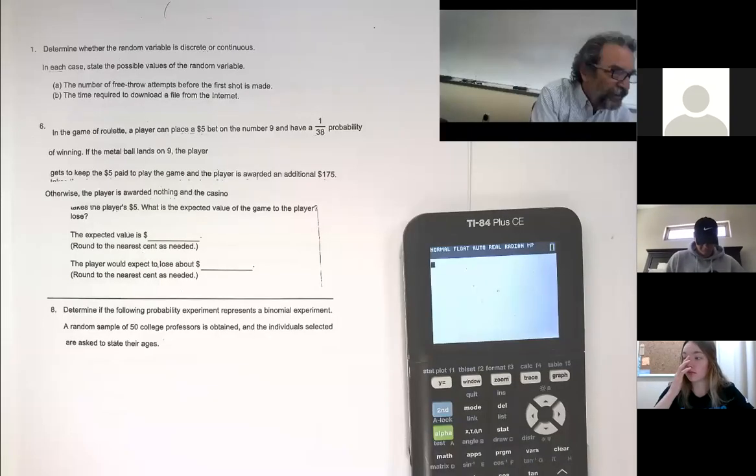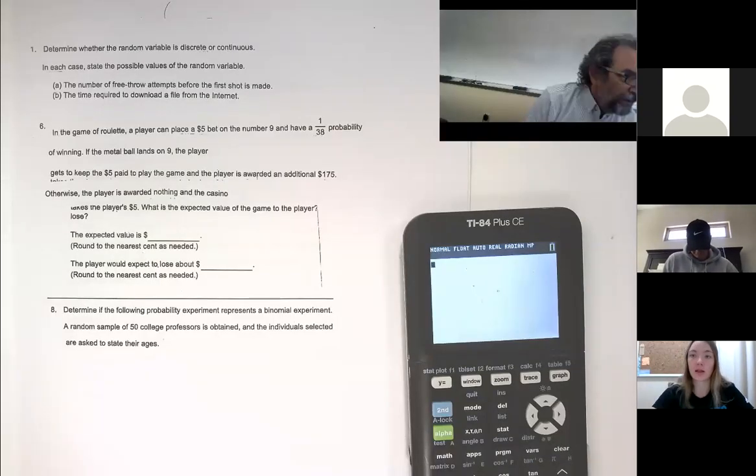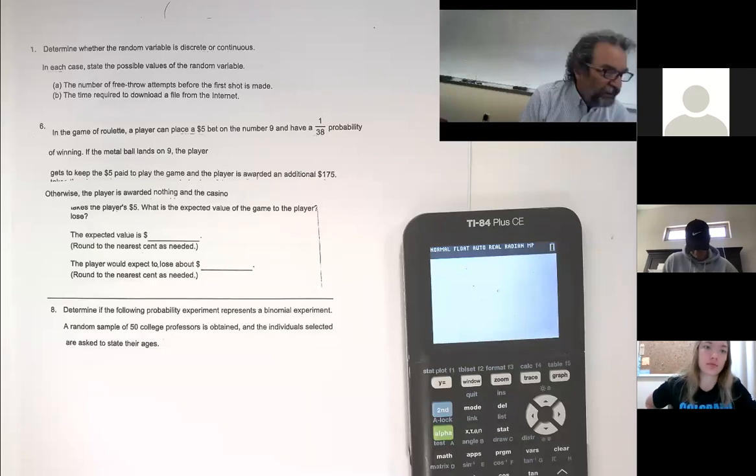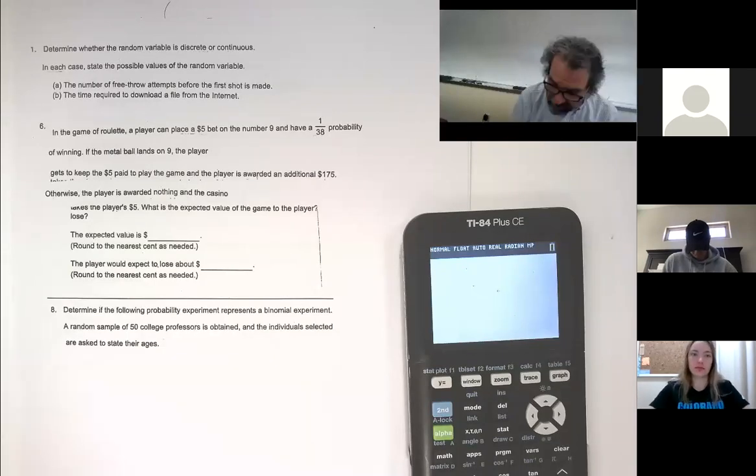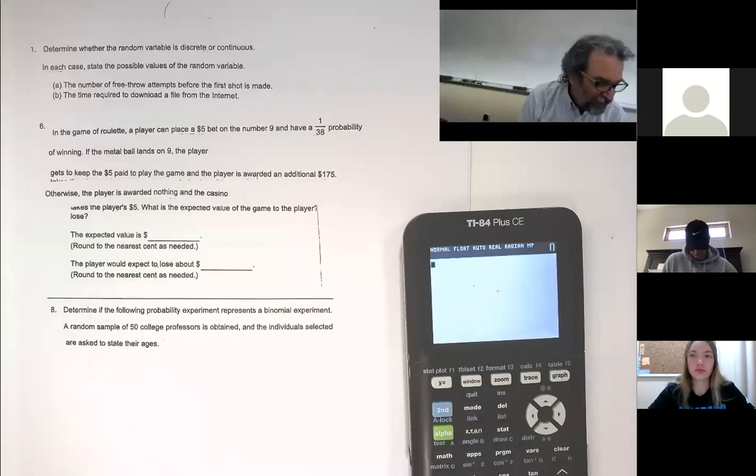We're back. Determine whether the random variable is discrete or continuous. In each case, state the possible values. Discrete just means there are just a few values that are possible, a finite number or a countable number. Continuous means the kinds of values you get are associated with an interval of the real line.